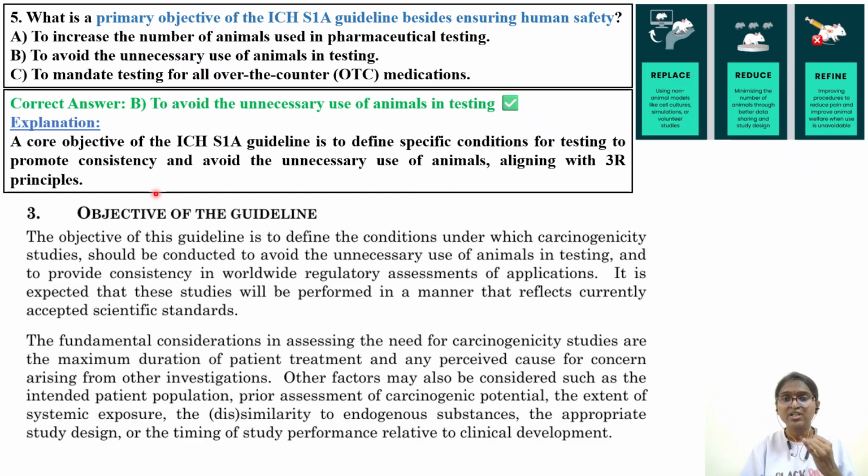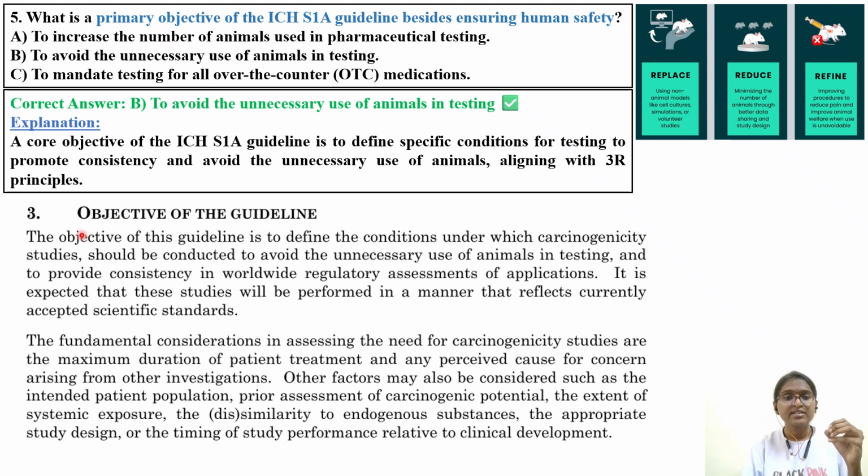Okay, so replace, reduce, and refine. You have to refine the method also. We have to reduce the number of animals which you are using for testing. You can integrate two or more assays together if you are getting the same results. Replacing: if you are able to replace higher animals with lower animals, or an in vivo method with an in vitro method, that comes under replacement.